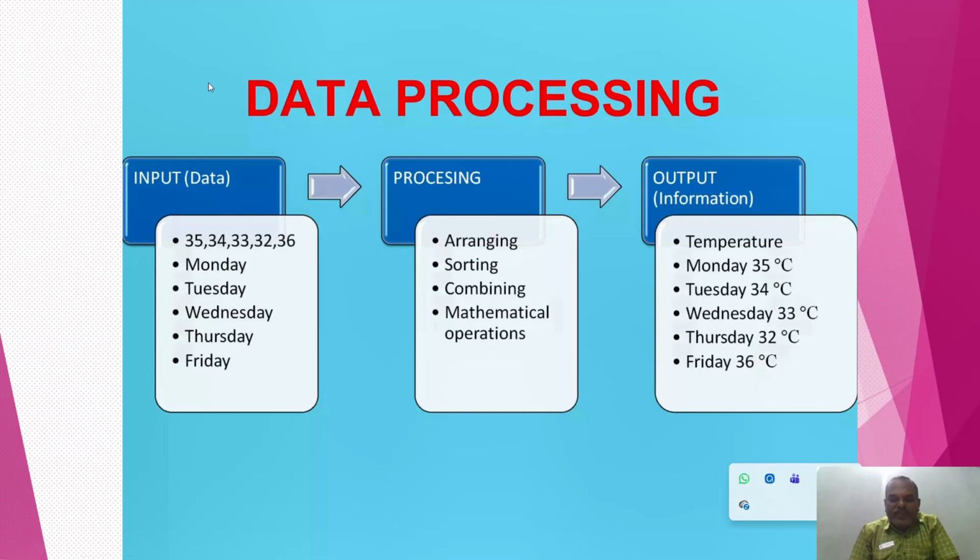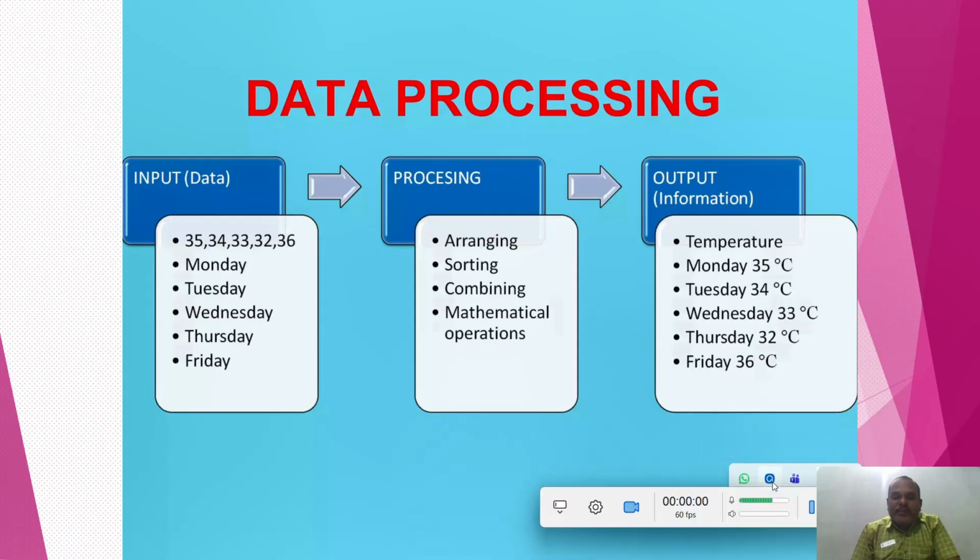So this is the way we interpret your raw information, your raw data, and finally how the data will be processed and how you are evaluating your data. The evaluated data may be converted into information.